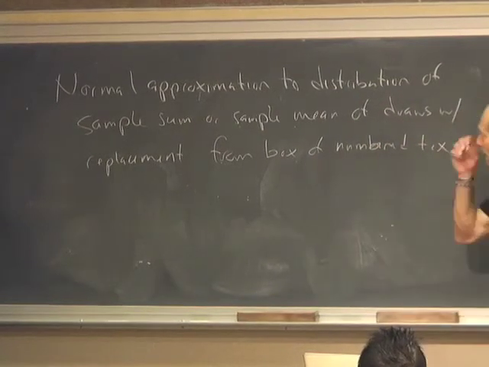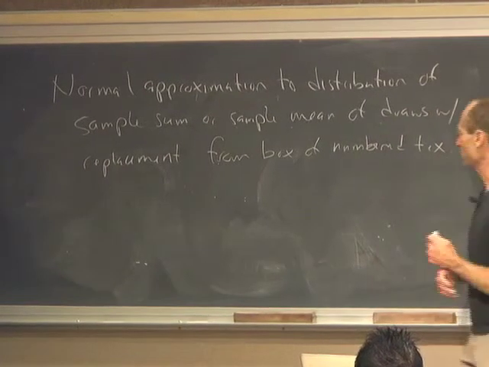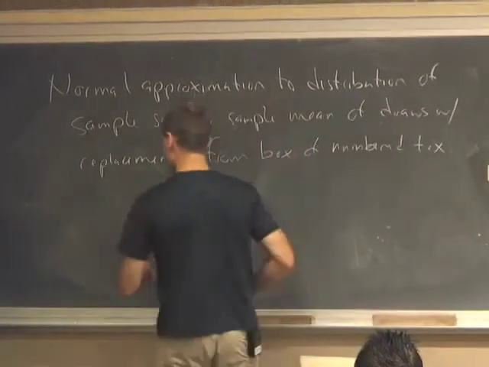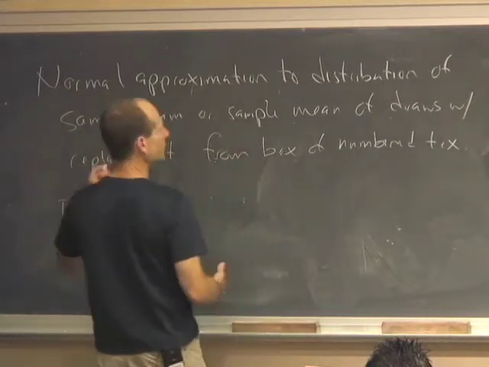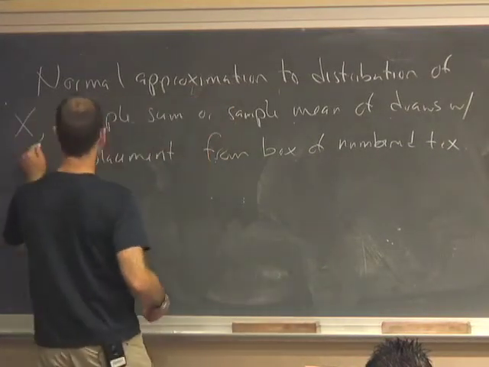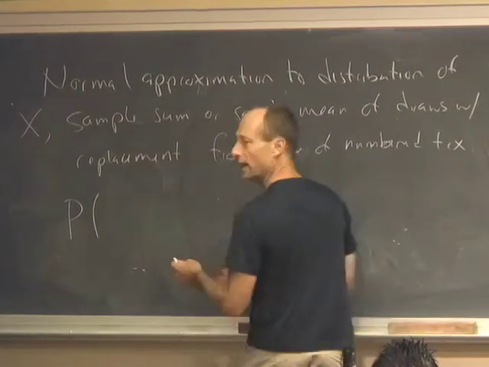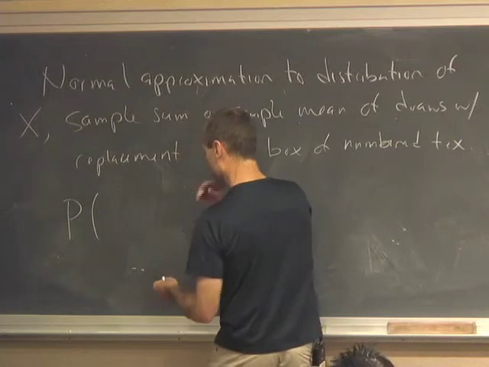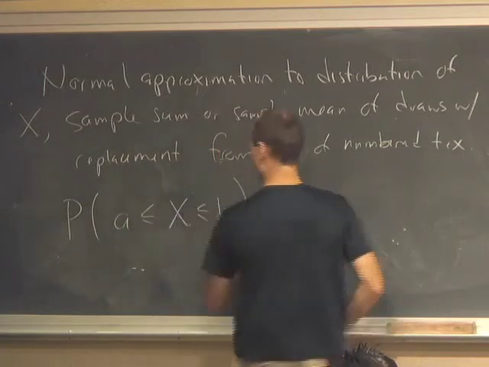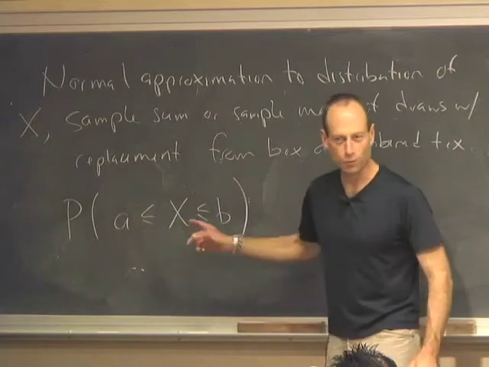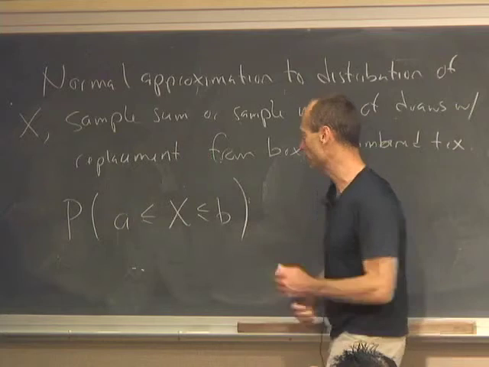Okay, so normal approximation to the distribution of the sample sum or sample mean of draws with replacement from a box of numbered tickets, draws at random, and the probability. So let's call this random variable x. The probability that x is in some range. I'm going to call these values a is less than or equal to x is less than or equal to b. These are not the same a and b that we had before. Before these were representing the constants in some transformation. This is just some range of values of x.